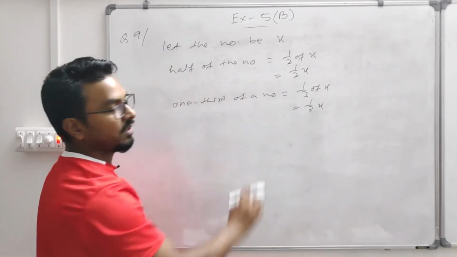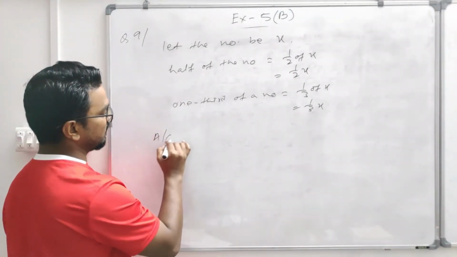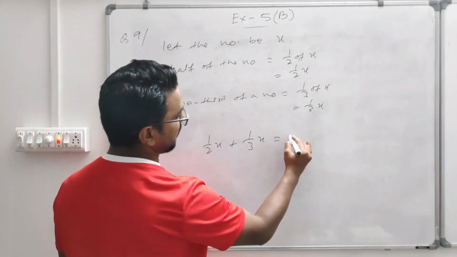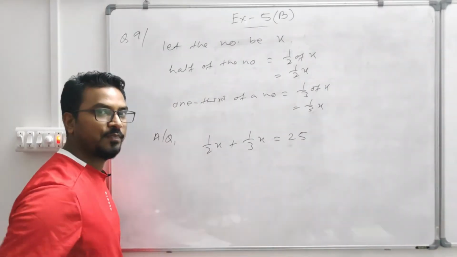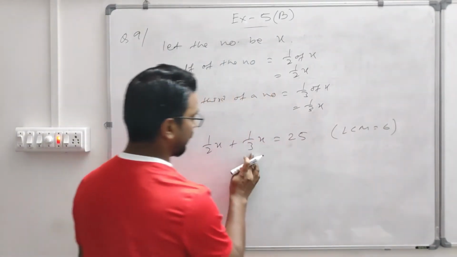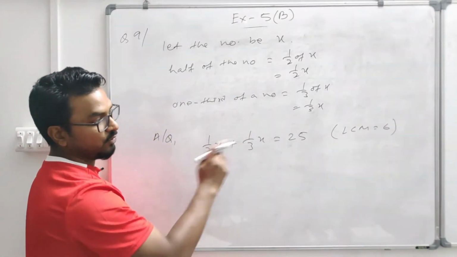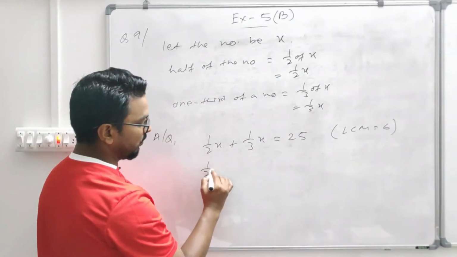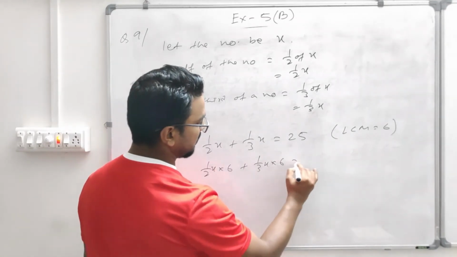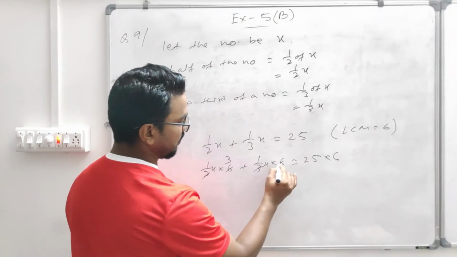Now if you add these two numbers, how much will you get? You have to get 25. So according to the question, half of that number plus 1/3 of that number is equal to 25. What will be the LCM? LCM is 6. So now you multiply that LCM with all these terms. So 1 by 2x into 6 plus 1 by 3x into 6 equals 25 into 6. If you cancel, you will get 3 here and 2 here.